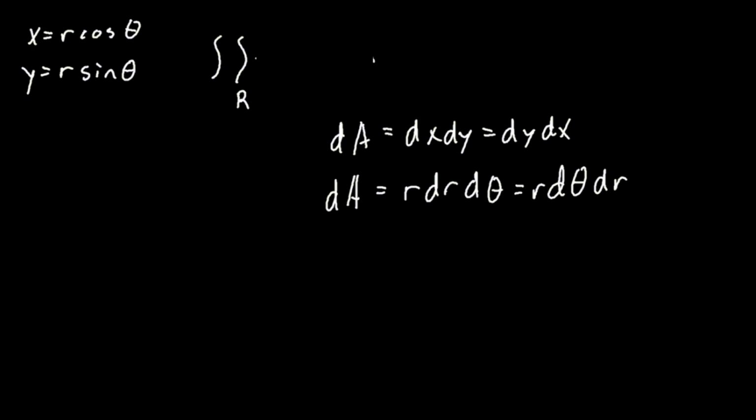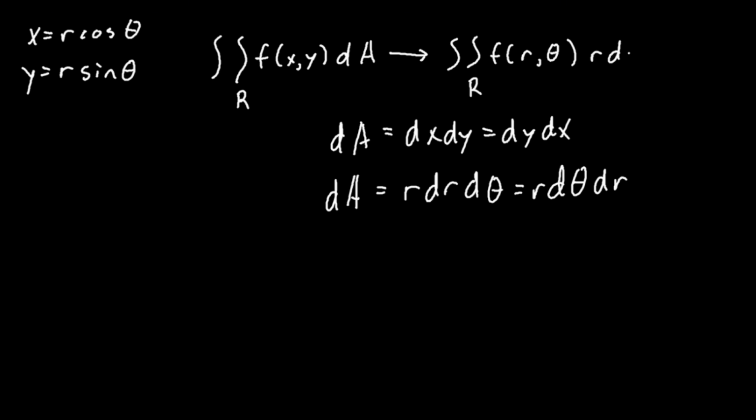So, now this, actually hold up, let's go back. This turns into this. R theta of r dr d theta. So you have to multiply your function by r whenever you're integrating with polar coordinates. So, with that recap done, let's go ahead and start off with some problems.